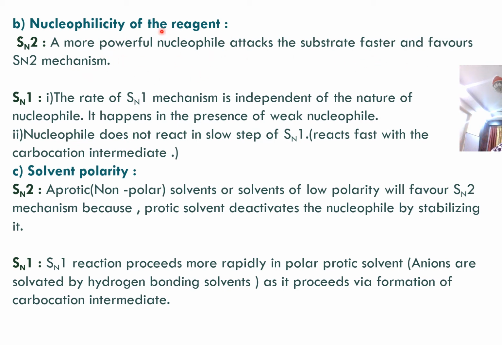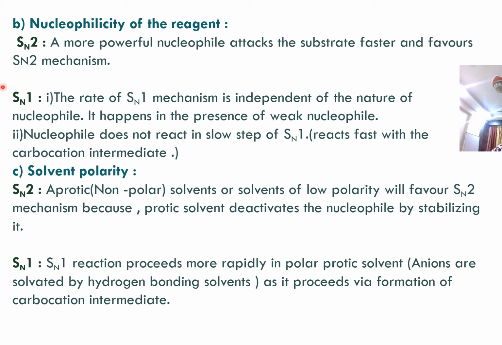So if it is a strong nucleophile, it will quickly react with the substrate and the reaction will progress. So it follows the SN2 mechanism. But if it is a weak nucleophile, what happens? It takes time to react. Therefore, first the substrate forms a carbocation, and then the nucleophile approaches and it forms the product.